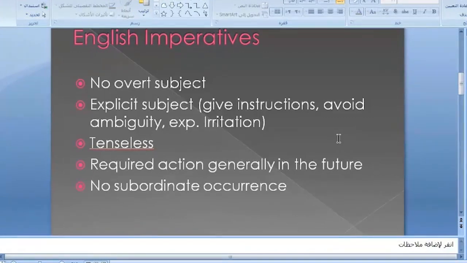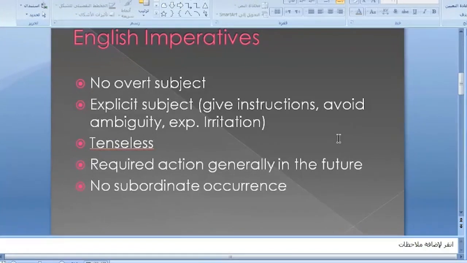Sometimes I express irritation, الانزعاج. When I say, for example, you don't do that again, I am annoyed of your conduct, of your behavior, and I warn you, you don't do that again. Sometimes I give instruction. For example, somebody click on this icon or click this icon. I'm giving instructions.